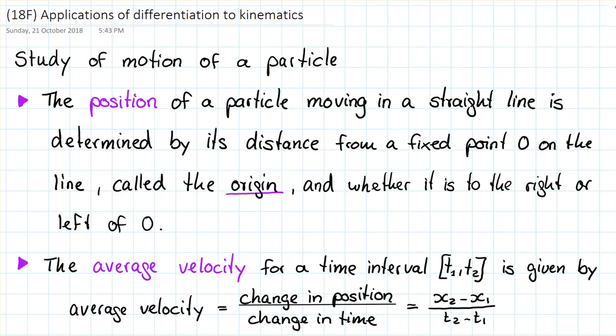Okay, now we want to have a look at the application of differentiation to kinematics. And we want to do that by studying the motion of a particle. When we determine the position of a particle which is moving in a straight line, we determine its distance from a fixed point O on the line, which we call the origin, and whether it is to the right or to the left of that point O, or 0.